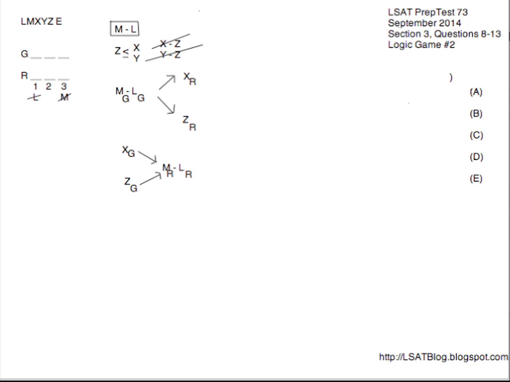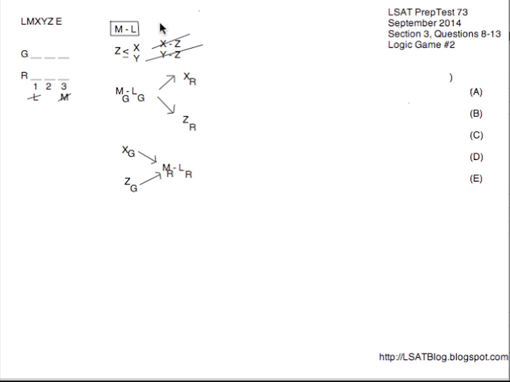Now, I've laid out the rules here, and I'll explain all of them. We've got the first rule that M is before L and in the same room. Of course, this means that L can never be on 1 p.m. and M can never be on 3 p.m. And I've diagrammed the rule itself as M before L, and I've boxed it just as a reminder that they're going to be horizontally together, meaning they're going to be on the same level, gold or rose.